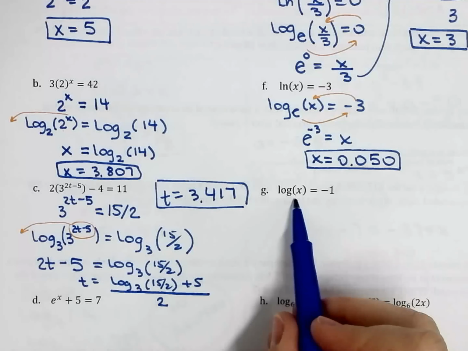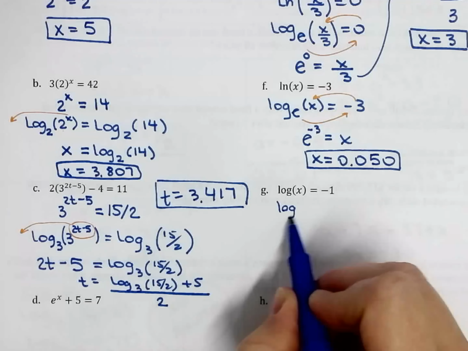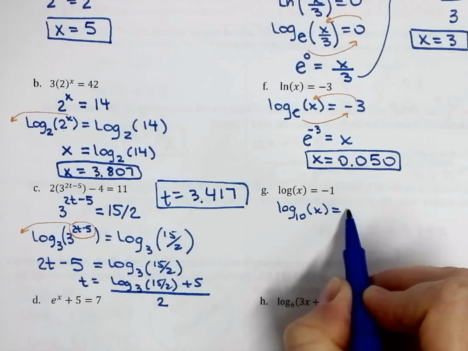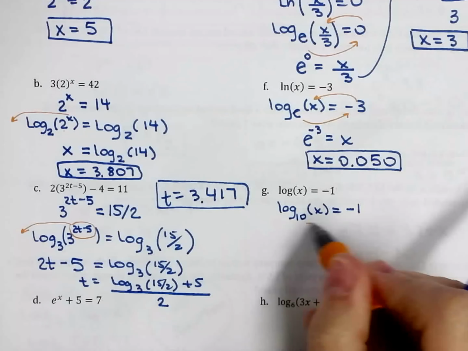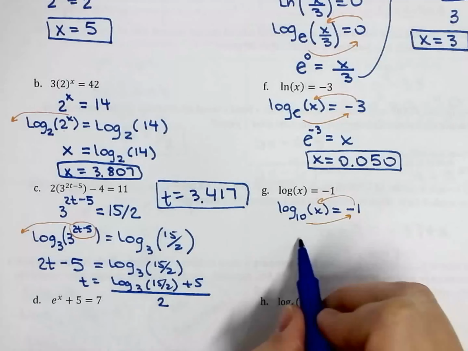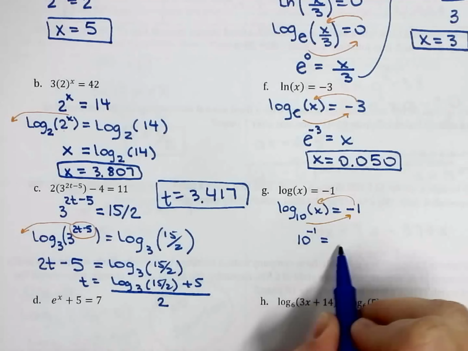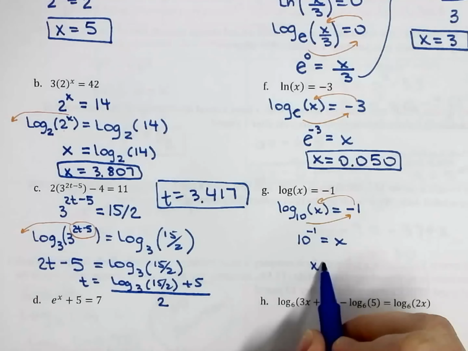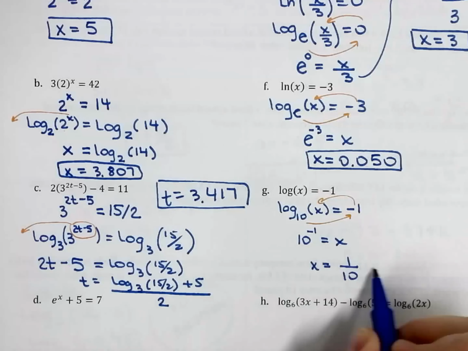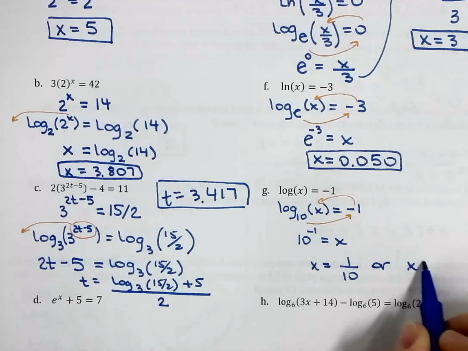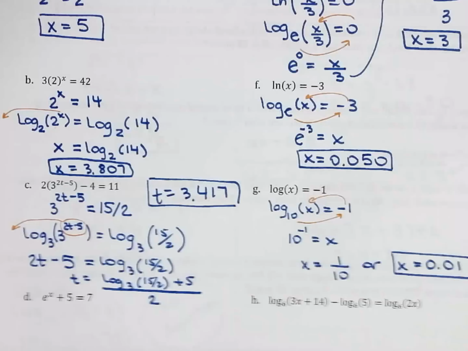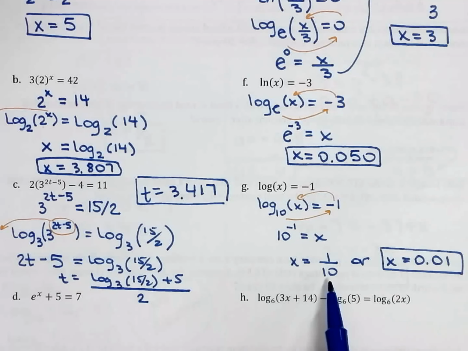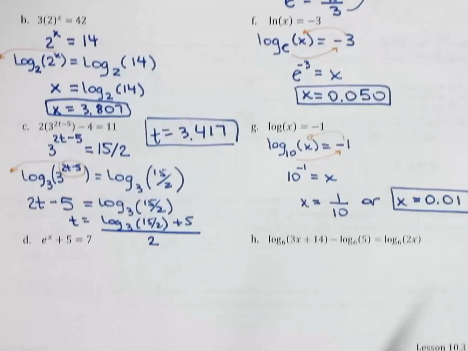This one is easy. No base, that means the default is base 10. So let's go ahead and rewrite this so when you go back to your notes, you know where that 10 came from. So you're not asking me how the magic happened. So now you're going to rewrite this in exponential form. So 10 to the power of -1 equals x. So x is equal to 1 over 10, or x equals 0.01. If you don't know this, put it in the calculator. I hope you do.